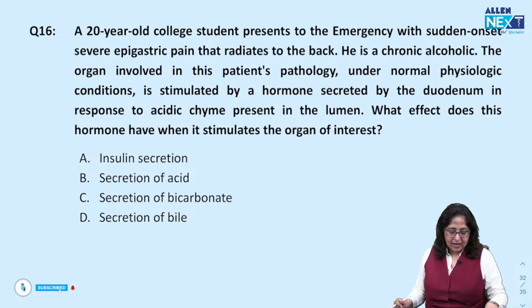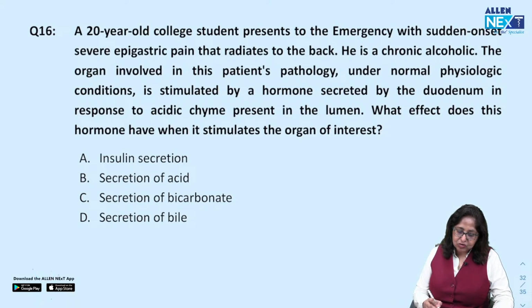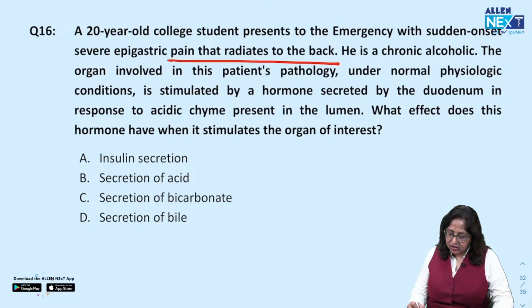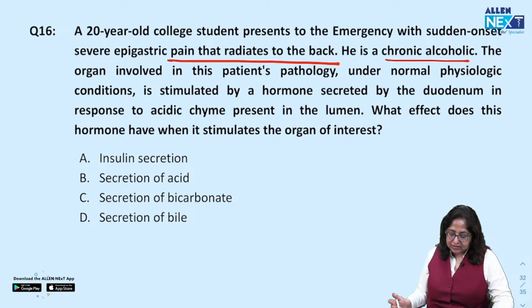It says, a 20-year-old college student presents to the emergency with sudden onset of severe epigastric pain that radiates to the back. He's a chronic alcoholic, pain radiating to the back. As you can make out, this is probably pancreatitis. Another hint, the organ involved in this patient's pathology under normal physiological conditions is stimulated by a hormone secreted by the duodenum in response to acidic chyme present in the lumen. What effect does this hormone have when it stimulates the organ of interest?